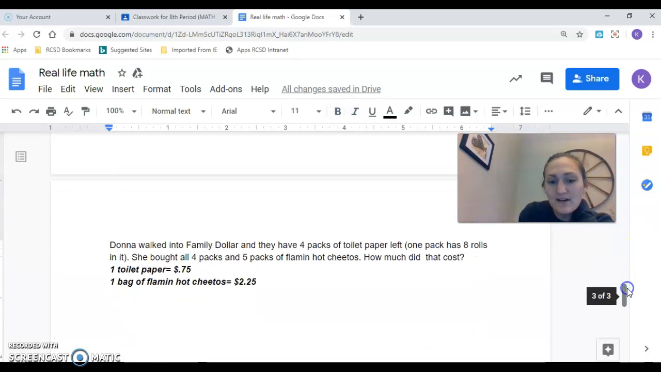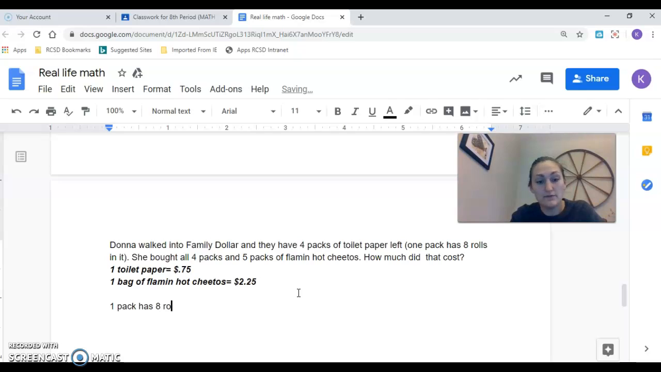So it talks about how they have 4 packs of toilet paper left. 1 pack is 8 rolls. Okay, so 1 roll costs us 75 cents. First let's figure out how many rolls of toilet paper there are in all the packs. I think that'll be the easiest way. So if 1 pack has 8 rolls, then we need to know, if there's 4 packs left, 4 packs has how many rolls?